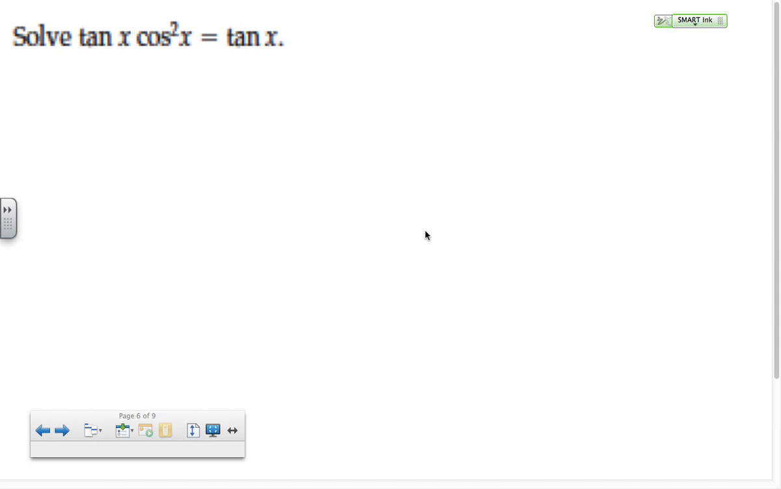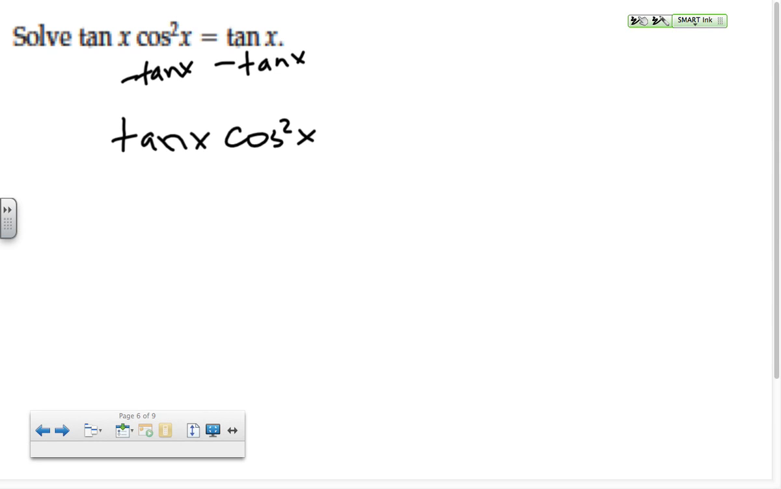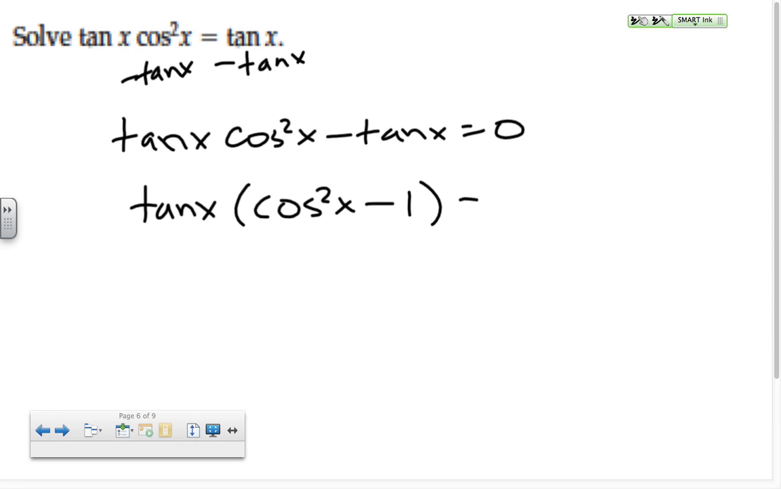So I'm going to start this equation by subtracting tangent of x from both sides. So I have tan x cosine squared x minus tan x equals 0. Note, if you have strong algebra skills, this won't be as hard as if your algebra skills are kind of weak. Now I have this and I want to solve this. I'm going to factor tan x out. So I have tan x out here, and I have cosine squared x minus 1 equals 0.